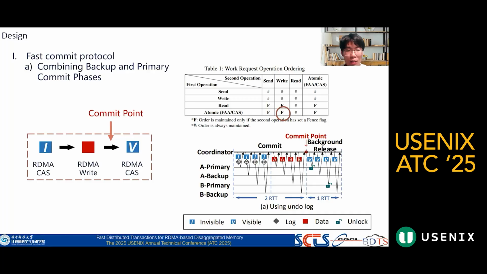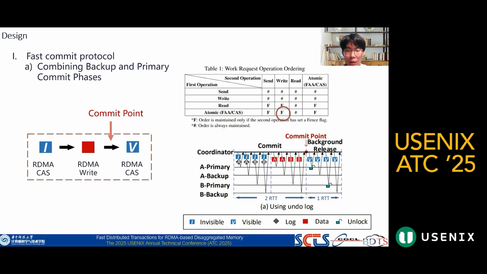Let's first focus on the fast commit protocol. Recent studies use visibility control and logging to merge the commit phase and commit all replicas in a single round trip. Specifically, they first make the data invisible at all nodes, then update the data, and finally make them visible. This visibility control can guarantee data consistency.